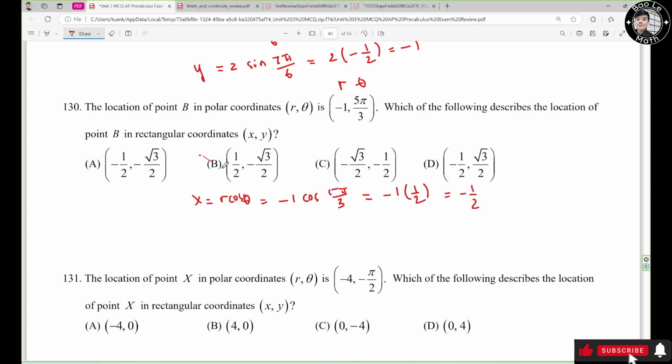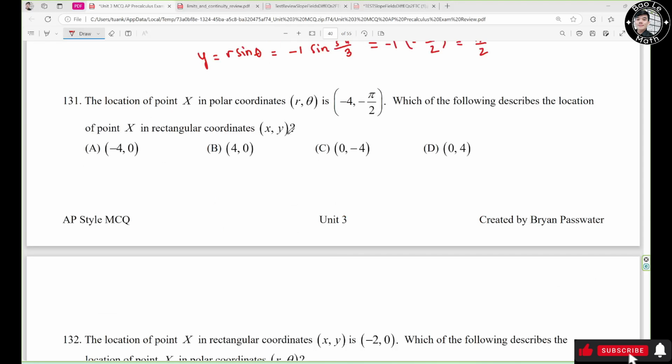I need to eliminate B and C. Now Y equals R sine theta. So it could be negative 1 sine of 5 pi over 3. So it's going to be negative 1 times negative root 3 over 2. So it could be root 3 over 2. So the answer must be D.